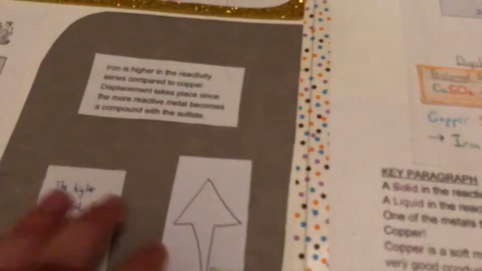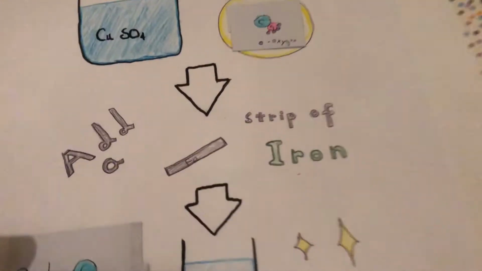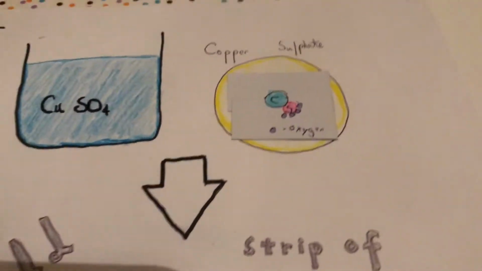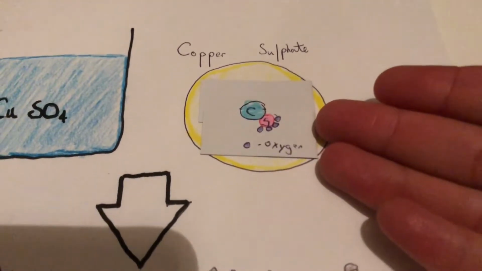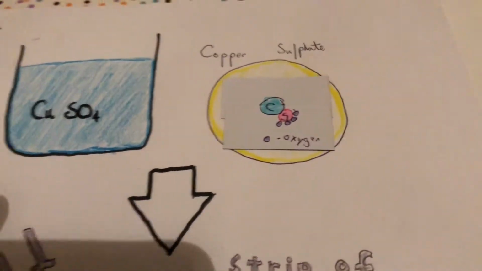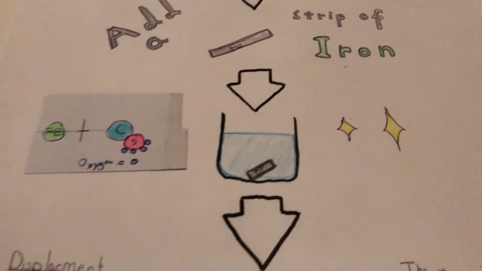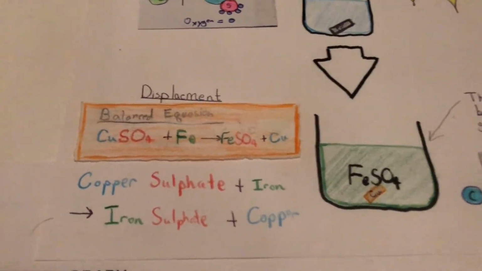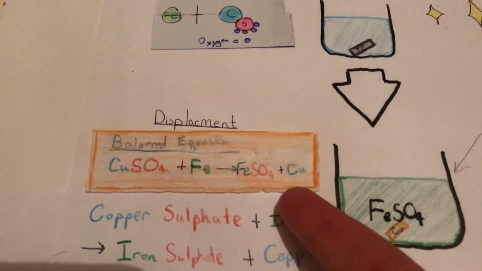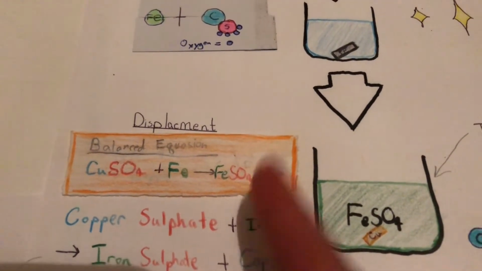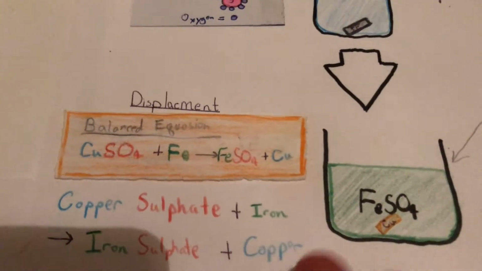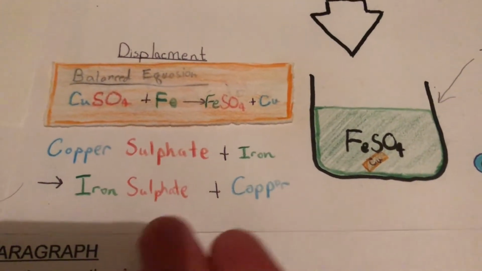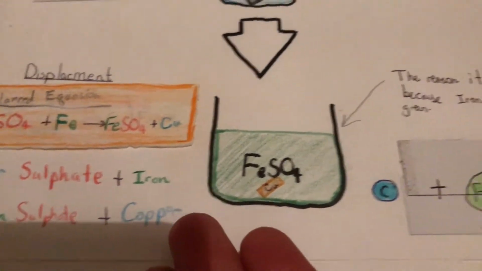So I've set it out quite nicely, and this is just basically copper sulfate, and this is the atomic diagram for it, and then I've shown how if you add a strip of iron, it becomes an equation, and it changes copper sulfate to iron sulfate with copper, since iron is more reactive, so it displaces copper and makes it iron sulfate instead of copper sulfate.